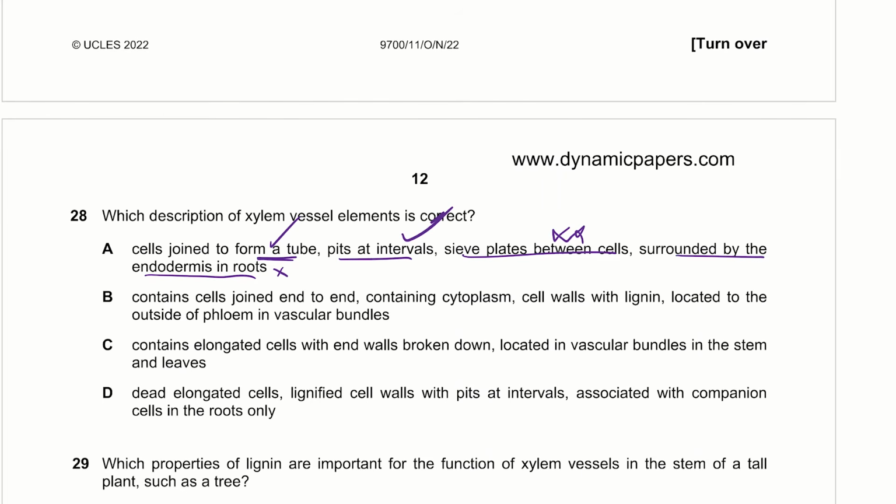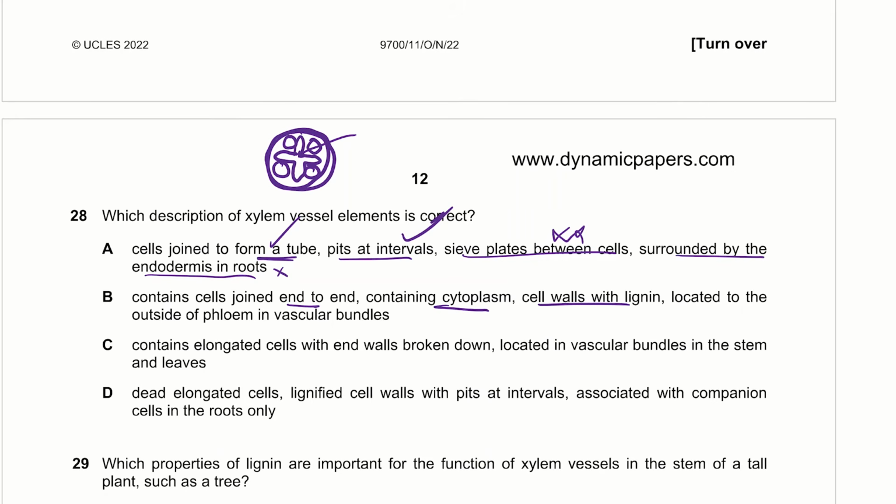Why? Because in the last question we discussed that in the roots, the xylem looks something like a cross. So this is the xylem, and what's surrounding it is the phloem. Therefore, what's surrounding the xylem in the roots is actually the phloem, not the endodermis. The endodermis is what covers both the phloem and the xylem. Therefore, this is incorrect. For B, contains cells joined end to end, containing cytoplasm, cell walls.